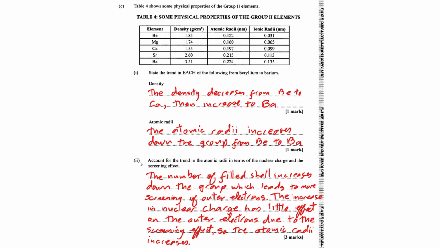C Part 2. Account for the trend in atomic radii in terms of the nuclear charge and the screening effect, which is the same as the shielding effect. The number of filled shells increases down the group, which leads to more screening of outer electrons. The increase in nuclear charge has little effect on the outer electrons due to the screening effect, so the atomic radii increases.